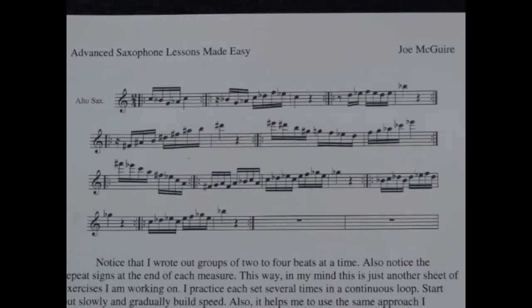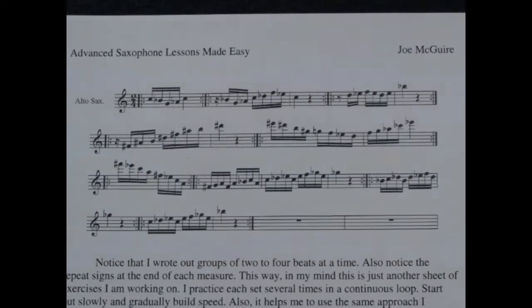Take a look at part of my practice sheet for the Creston Sonata. Notice that I have written groups of 2 to 4 beats. The time signature is of little importance at this point. Also, notice the repeat signs at the end of each measure. This way, in my mind, it is just another sheet of exercises I am working on. I practice each set several times in a continuous loop.